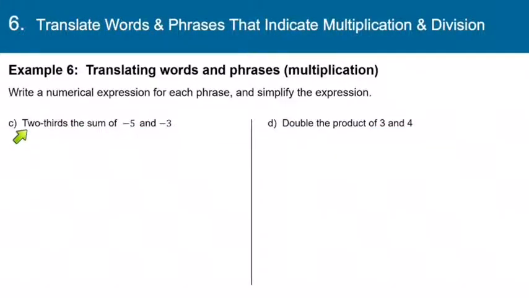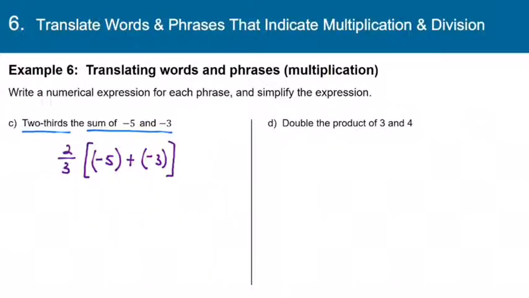Here is part C. We have 2/3 the sum of negative 5 and negative 3. So even though it's not explicitly stated, we could say 2/3 of the sum of negative 5 and negative 3. We know that this is going to be multiplication. So let's start by writing the sum of negative 5 and negative 3. We'll just write negative 5 plus negative 3. Now I want to get 2/3 of that. So we'll put that in brackets and multiply it by 2/3.